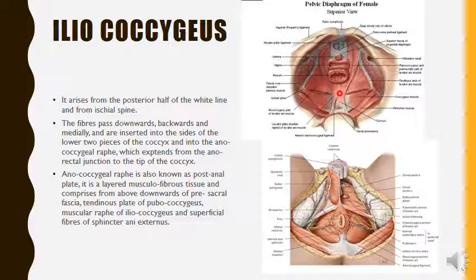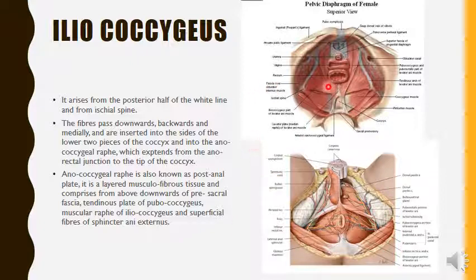And then the muscle fibers of the iliococcygeus, and superficial fibers of sphincter ani externus. Here the anal sphincter is there below. So that sphincter also has circular muscle fibers. Those superficial fibers of the sphincter ani externus are also included in this anococcygeal raphe, right? So it consists of 4 parts.